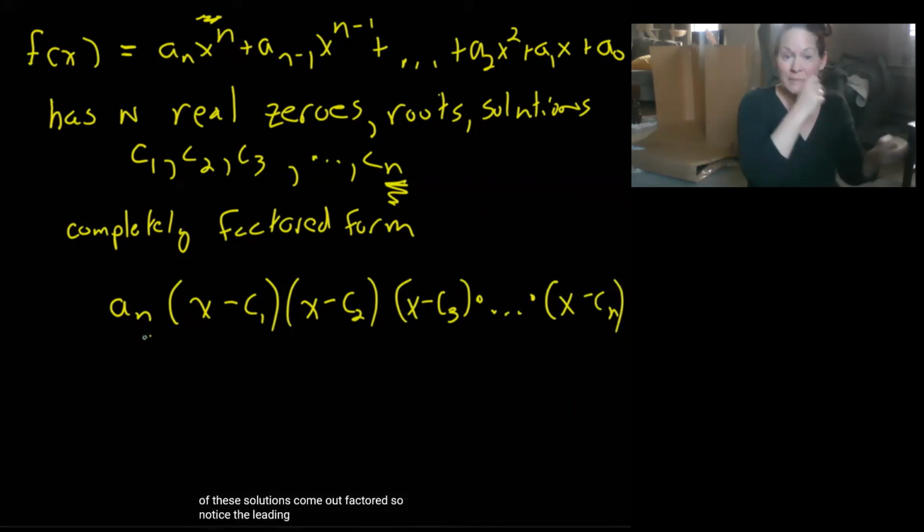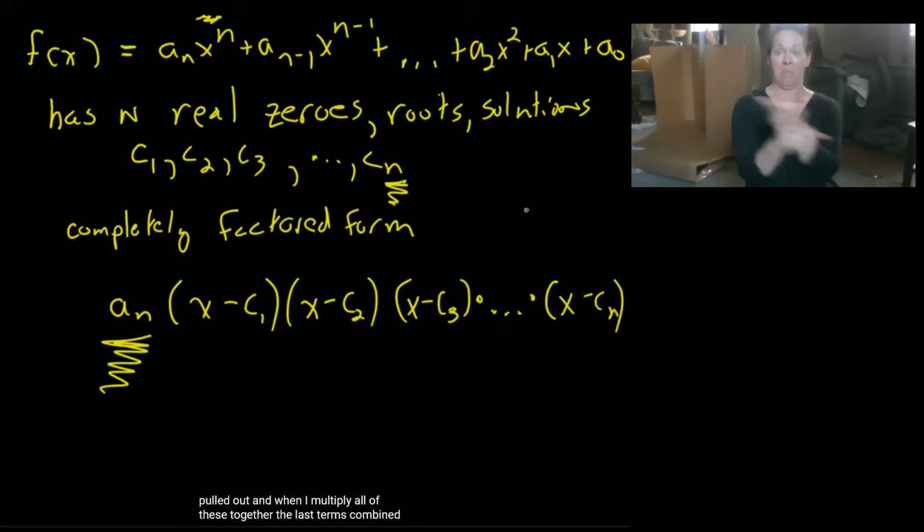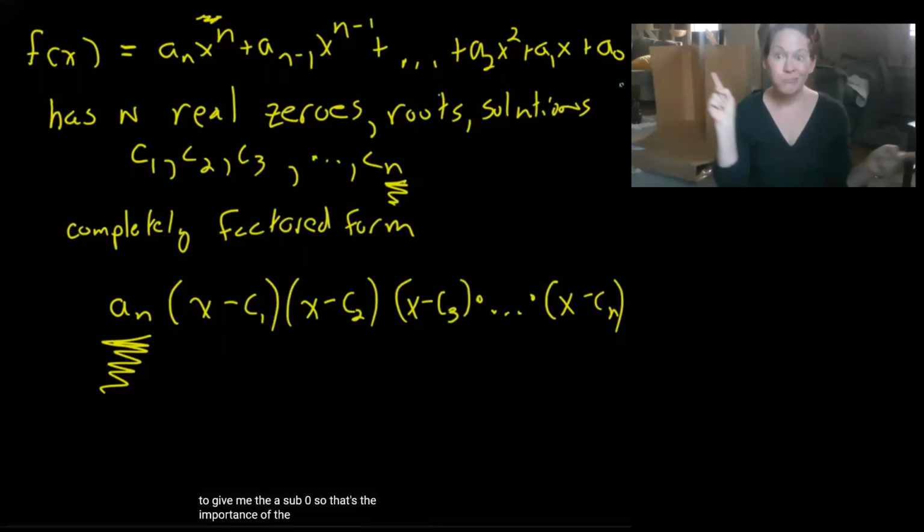So notice the leading coefficient can be pulled out. And when I multiply all of these together, the last terms combine to give me the a sub 0. So that's the importance of the leading coefficient and the last term. They can combine together to find it.